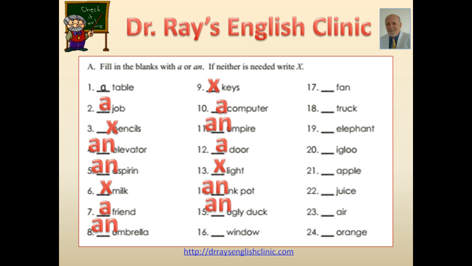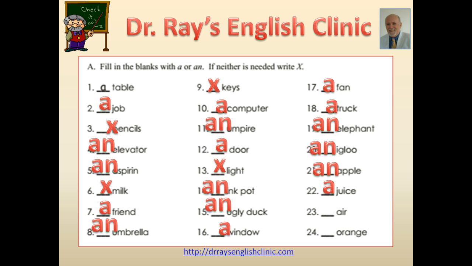Similarly, an ugly duck. Window. I think we're getting this pretty well. A fan. Truck. Only one. A truck. Elephant. Starts with a vowel sound and one. It's an elephant. Igloo. Probably only one. An igloo. Apple. It's probably one apple, so an apple because apple starts with a vowel sound.